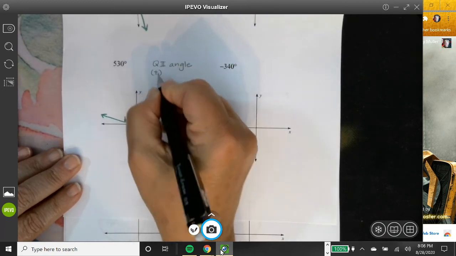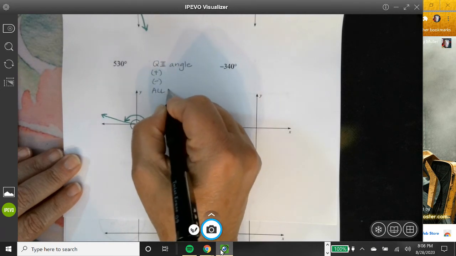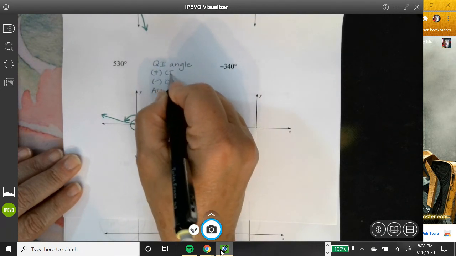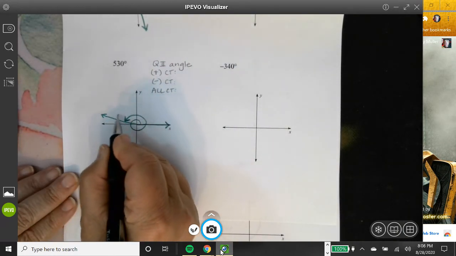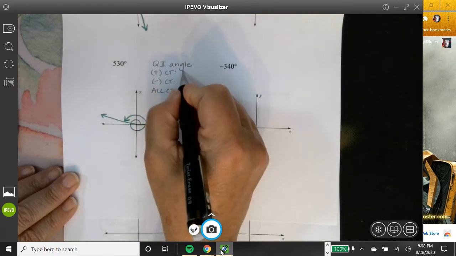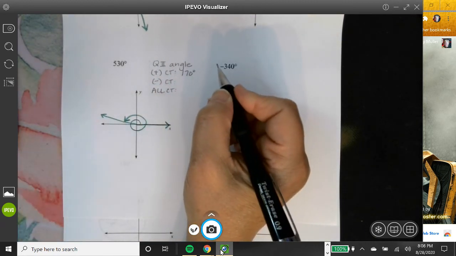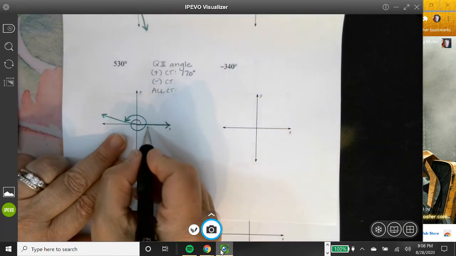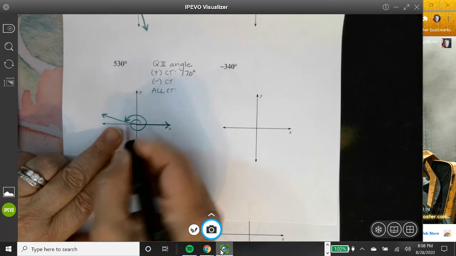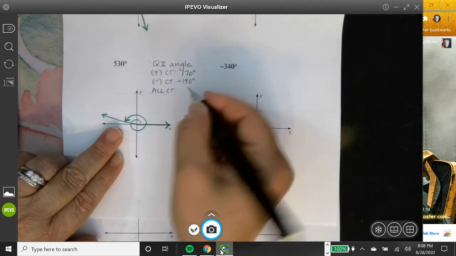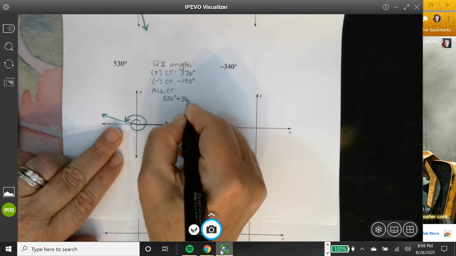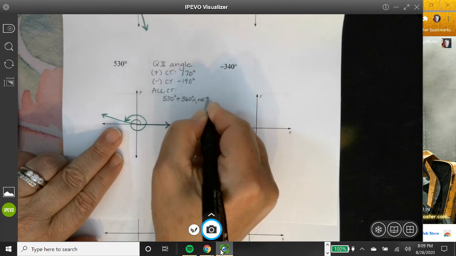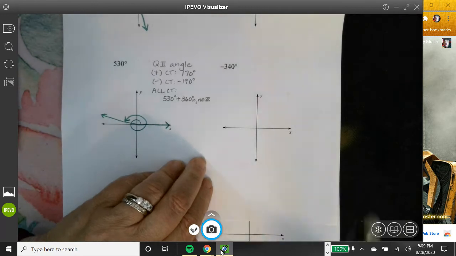A positive coterminal, a negative coterminal, and an expression for all of them. Now, so a positive coterminal, I could start on this initial side and rotate to the terminal side here, and that would just be 170 degrees, which we just figured out. A negative coterminal would be if I rotated in the clockwise direction, ending on the terminal side. So I'd go 180 plus 10 more, which would be negative 190. And if I want an expression for all coterminals, it would be 530 degrees plus 360 degrees times n, an element of the integer set. Okay.